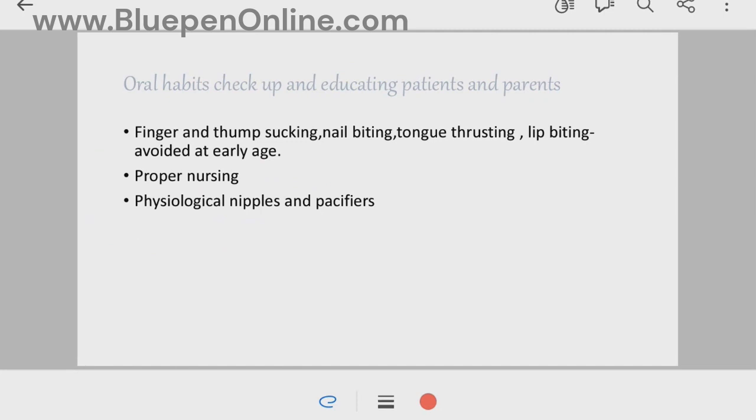Then oral habits checkup and educating patients and parents. You have to see whether the patient has some kind of habit, like finger or thumb sucking, nail biting, tongue thrusting, lip biting. If something is there, you have to identify and stop it at an early age. Now proper nursing, you have to take care of that also, because prevention should start with proper nursing. As I told you, use a physiologically designed nursing nipple over the conventional one. And also, a pacifier should not be used for an extended period.